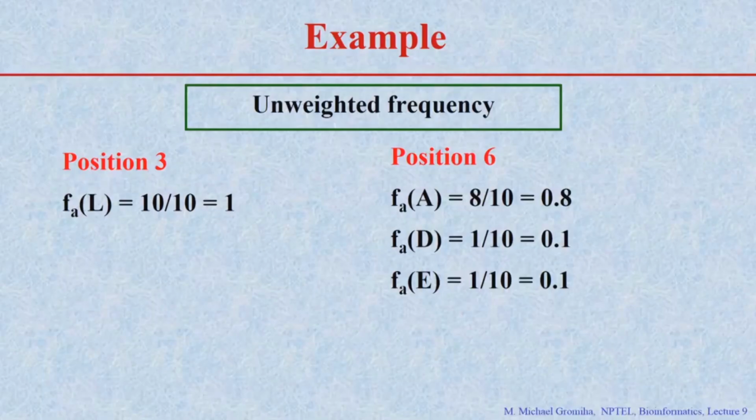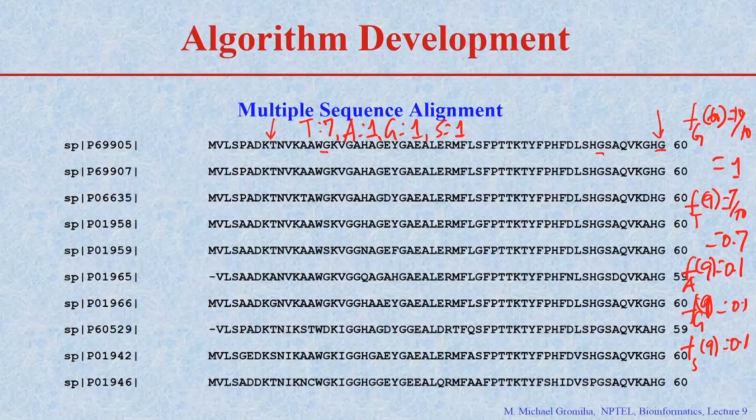Okay, now we will see how to obtain the values. This is one example. I give two different positions. If you take position number 3, it is occupied by leucine, right. I will show the sequence. What is the frequency of residues at position number 3? 10 by 10. This is occupied by leucine, leucine 10 times.